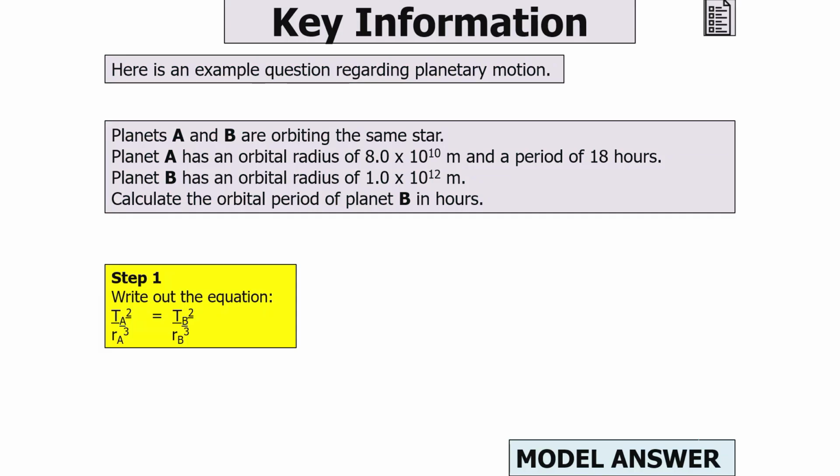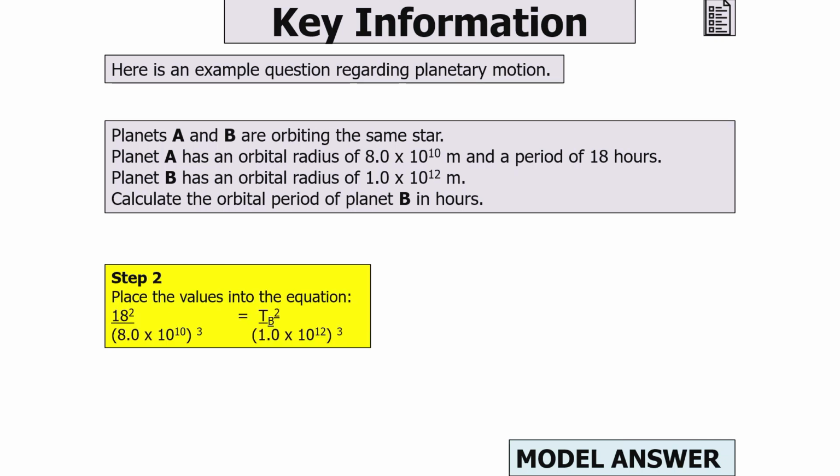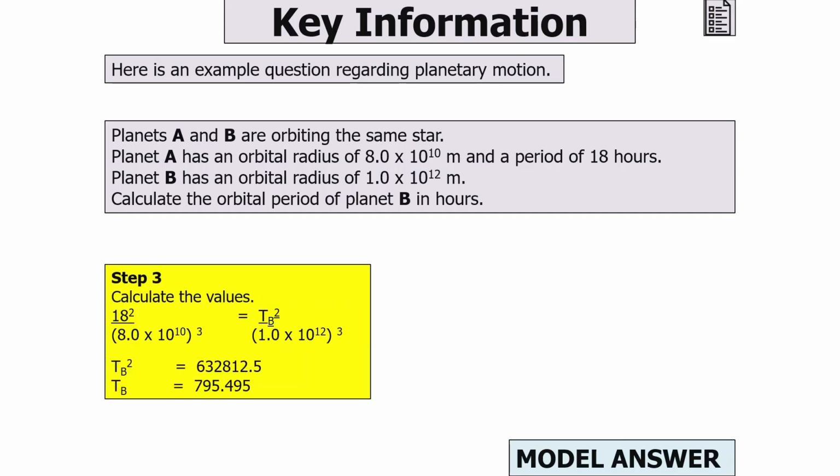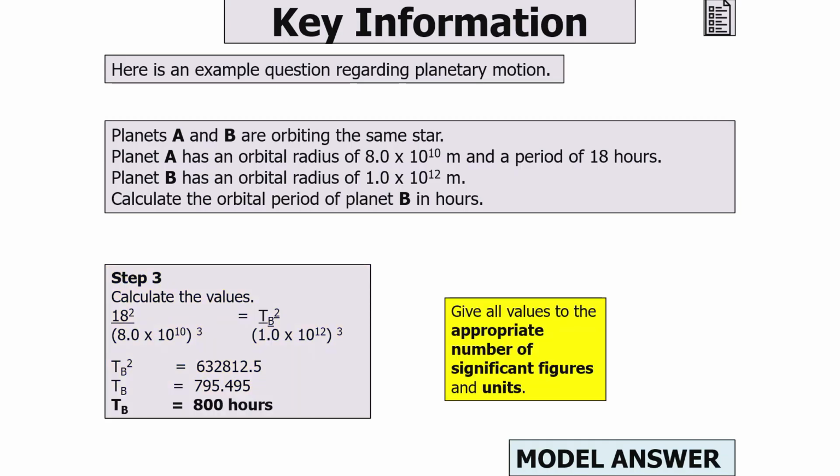So the first step is to write out the equation. T squared over r cubed is equal to T squared over r cubed for the two different bodies. We then place the values into the equation. In this instance, 18 squared over (8 times 10 to the 10) cubed is equal to T squared over (1 times 10 to the 12) cubed. We then calculate our values and get T to be equal to 795.495. We then give our values the appropriate number of significant figures in units, which is 800 hours.